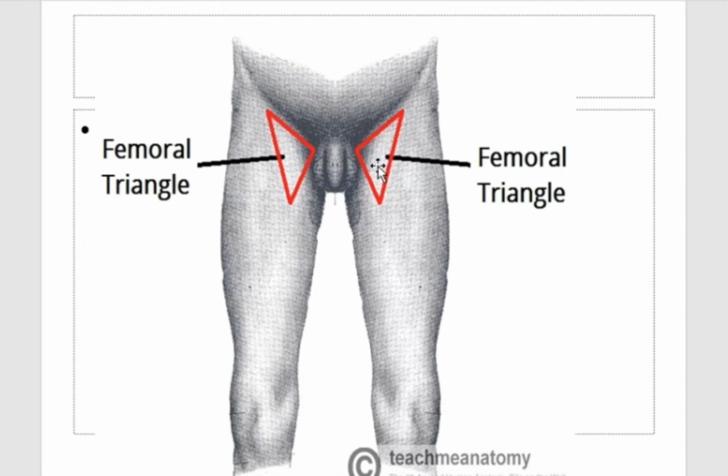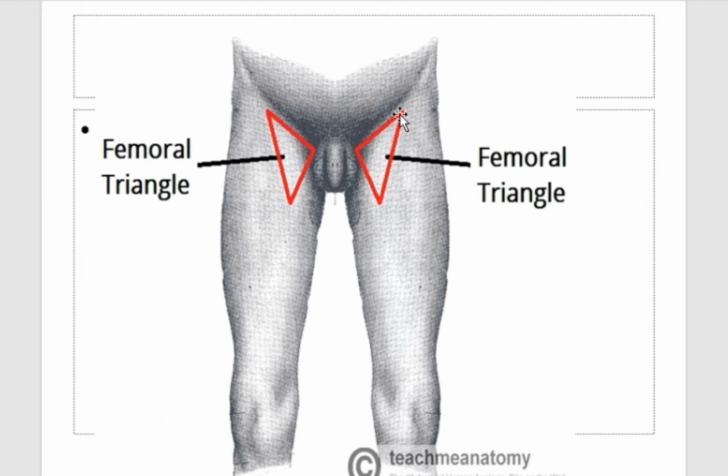On the other hand, they can be used for clinical procedures. They can be accessed and used for clinical procedures because they are near to skin. But on the other hand, because they are near to skin, they can easily be injured. So that is why this femoral triangle is of clinical significance. Any penetrating injury on the anteromedial aspect of the thigh can injure the femoral artery, the femoral vein, and the femoral nerve, because they are only covered by skin.